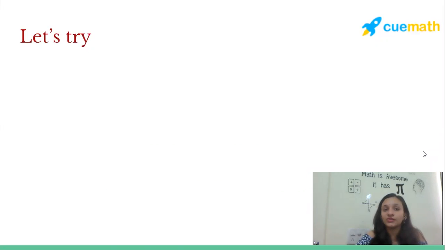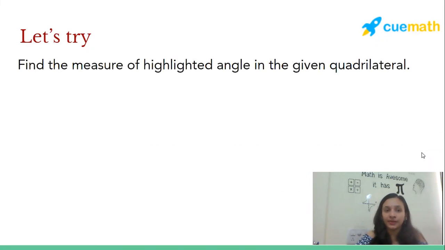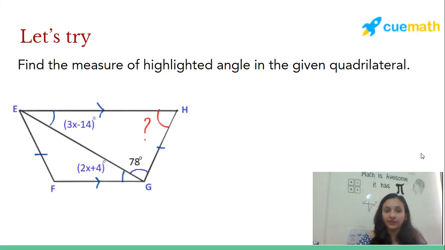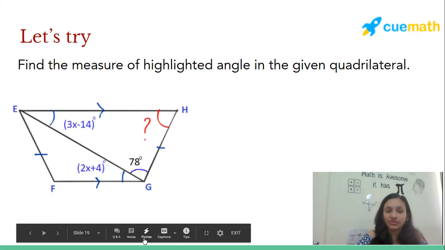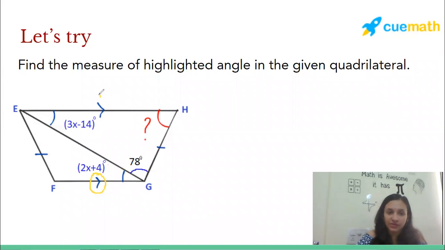Next, we'll go on to try out some problems. Find the measure of the highlighted angle in the given quadrilateral. The two arrows that you see in the quadrilateral, I'll highlight it for you all, mean that these two sides are parallel to each other. These two arrows mean that EH, which is a side, is parallel to the side FG. Now you need to find the highlighted angle, which is this.